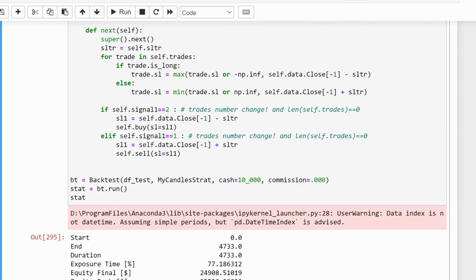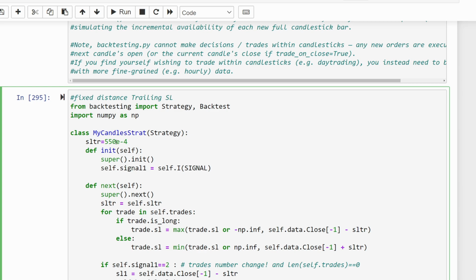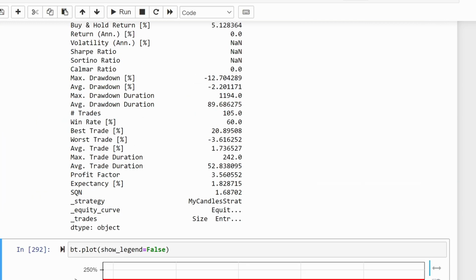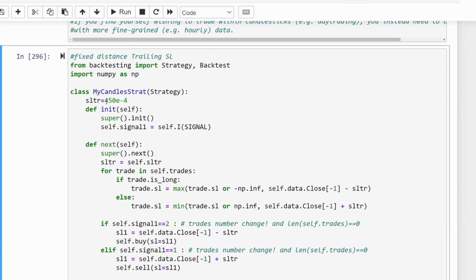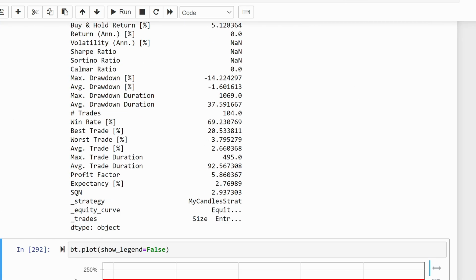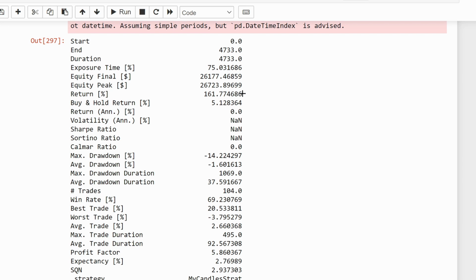Remember, we had 160. Let's try something less than 500. Let's try, for example, 500 and 450. And we have a return of 65%, so it's not worth it. I'm going to go back to 500, which is our best value for the moment. So with 500, we are getting 161% in return. Then we have a maximum drawdown percentage of minus 14%. The maximum drawdown duration, it's 1069 days. So this is very important, actually.